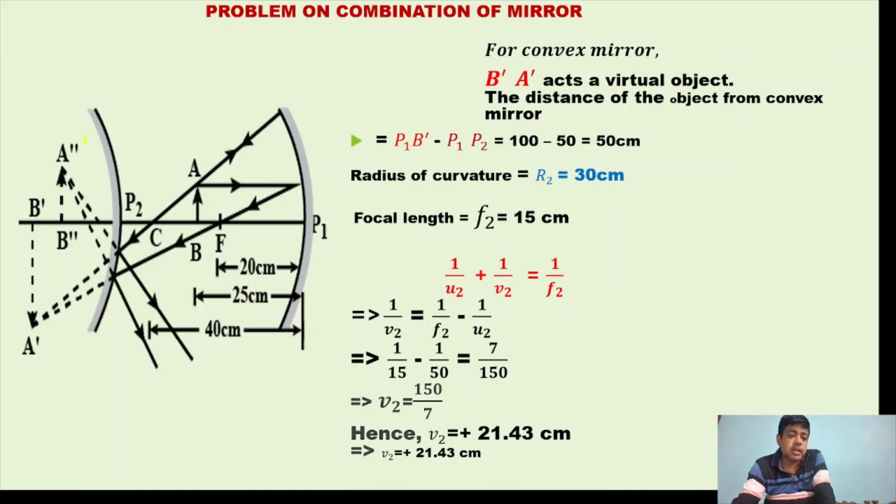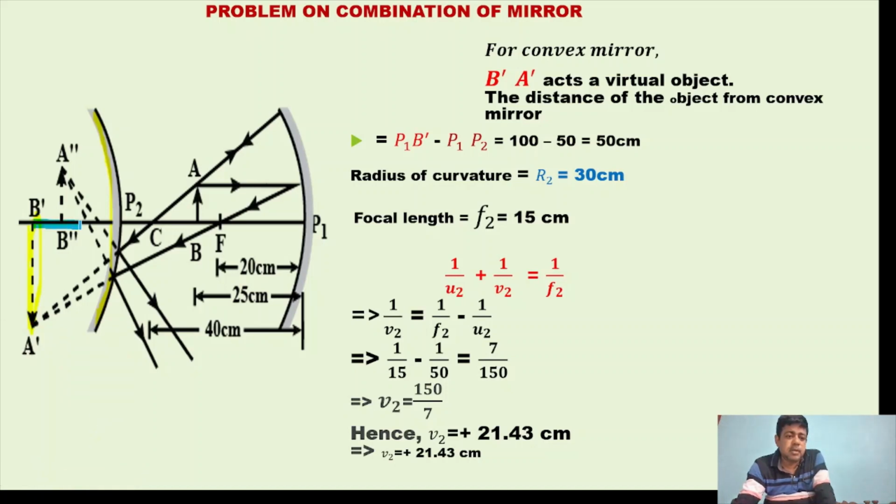Now you see there is another mirror, and which mirror is this? The convex mirror. For the convex mirror, A dash B dash is the object. Understand? And what is the distance of the object from the convex mirror? Tell.